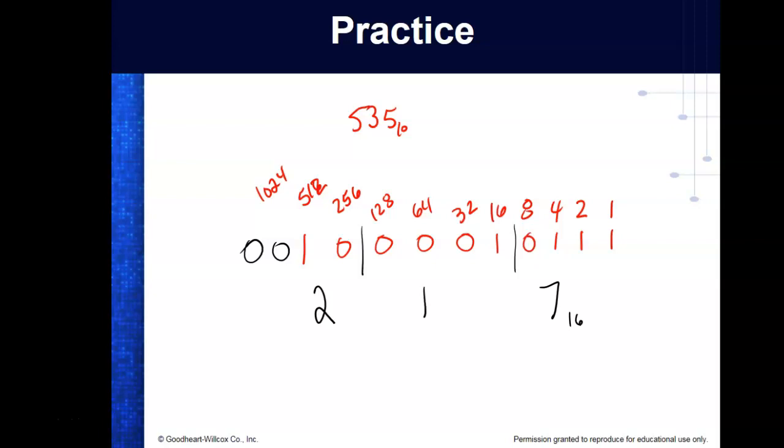1 0 0 0 0 0 1 0 1 1 1. Even I had to wait, right, for y'all, or 217. 217. You could get that in your head, and then you'd just come up here and to convert it to binary, you'd just use groups of 4. So I'd come down and I'd do a 2, then I'd come down and I'd do a 1, and then I'd come down and I'd do a 7, and that's base 2.